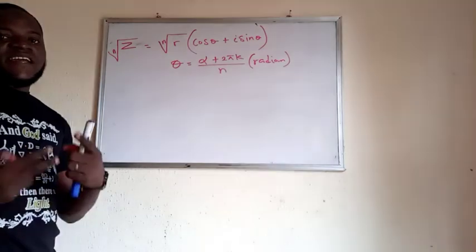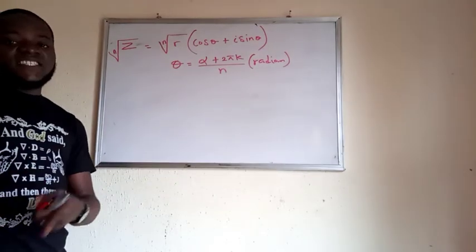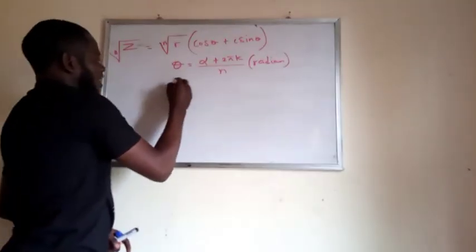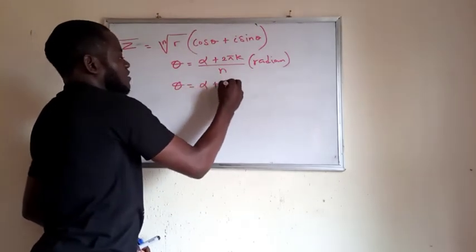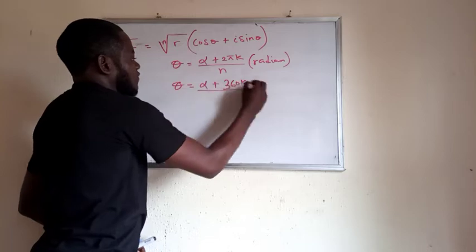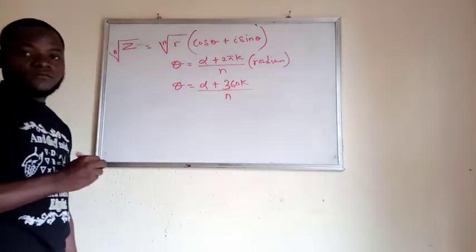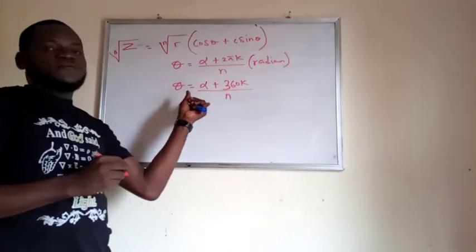Now, supposing that the examiner wants you to leave the answer in degrees, then theta, instead of being this, will become (alpha plus 360k) divided by n. So this will be the value in degrees.